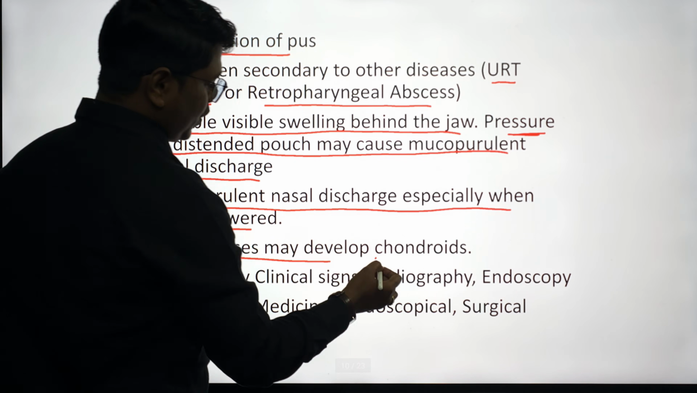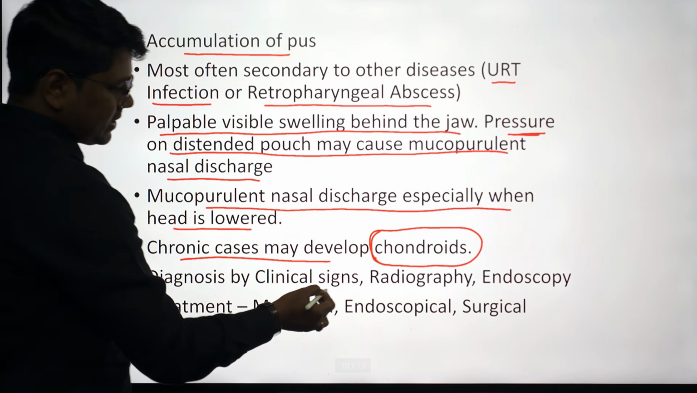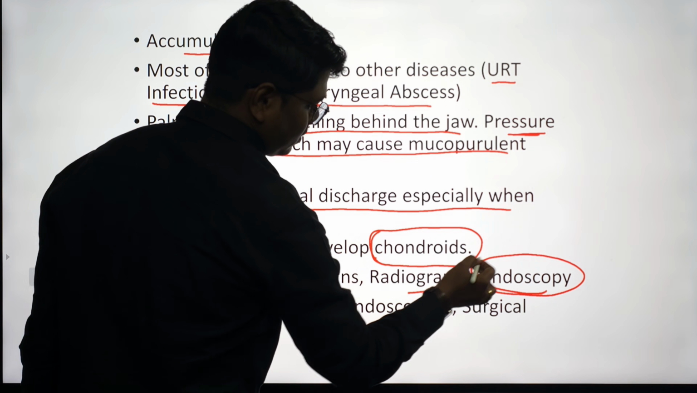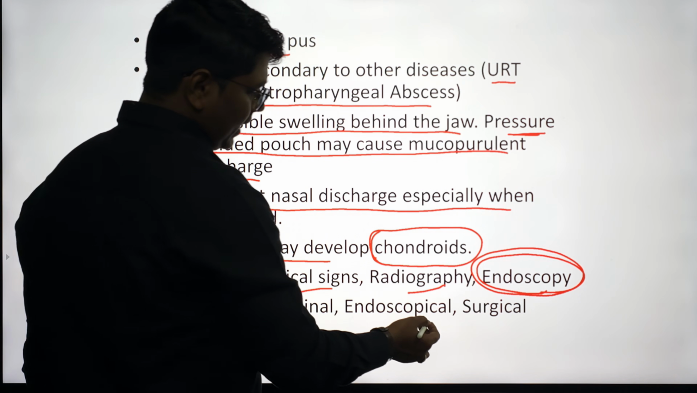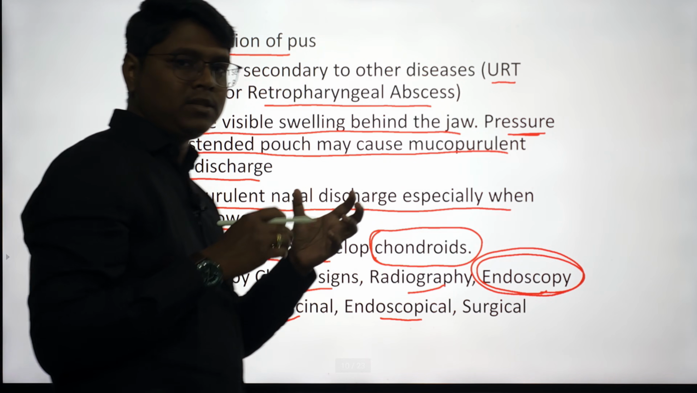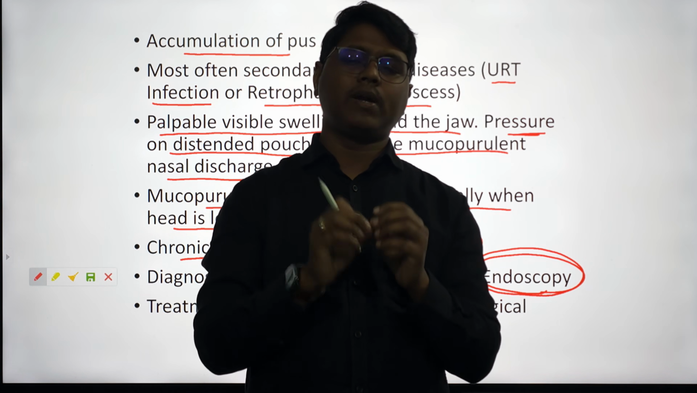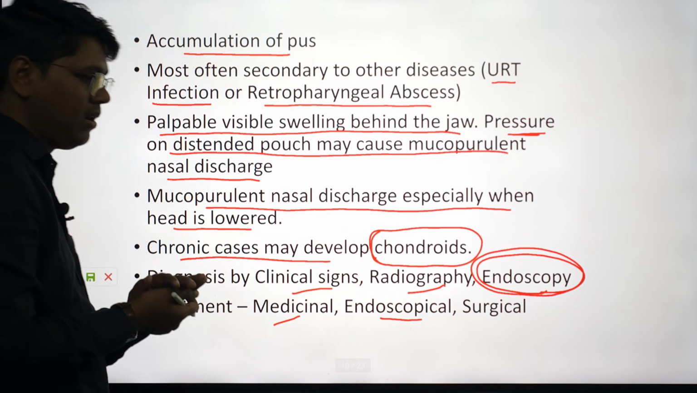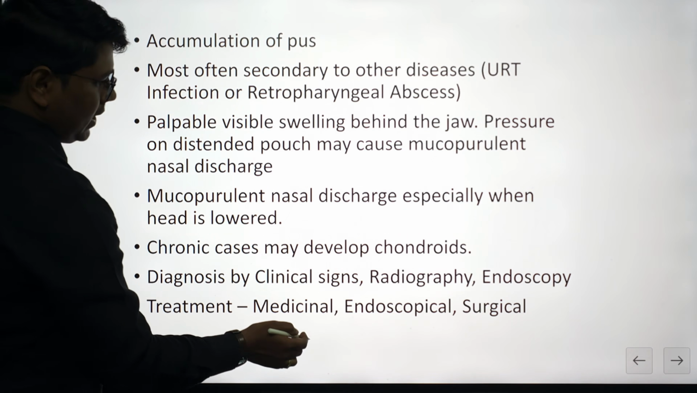Chronic cases may develop chondroids. We will see the images. Diagnosis is by clinical signs as well as radiography, and the most accurate one is endoscopic examination. For treatment, you can go for medicinal or endoscopic treatment. Surgery you can also perform. Nowadays this is more common on YouTube. If you search for the guttural pouch of the horse, you will find very good images or videos regarding endoscopy of the guttural pouch. For surgical intervention, there are 4 approaches we will discuss shortly.